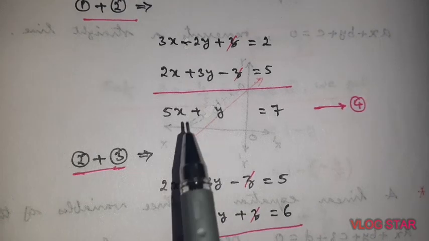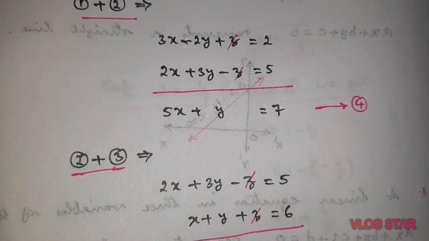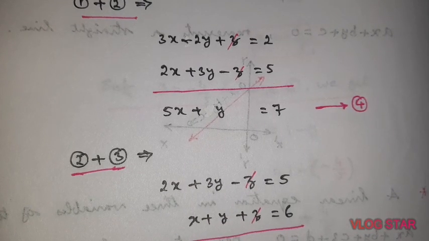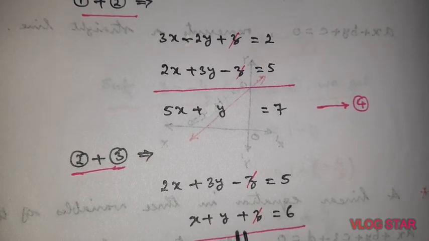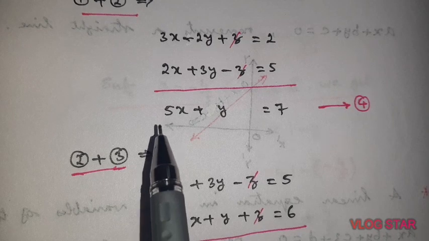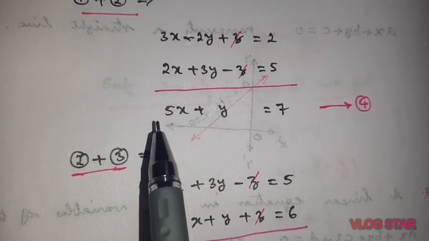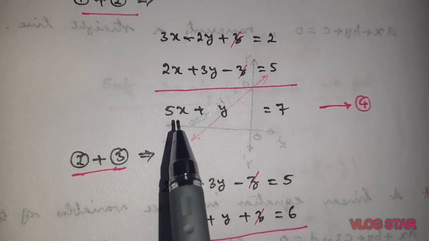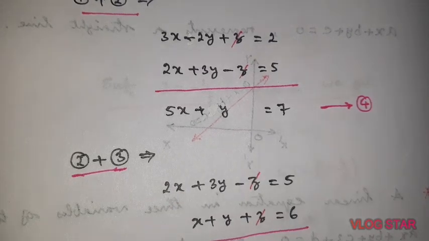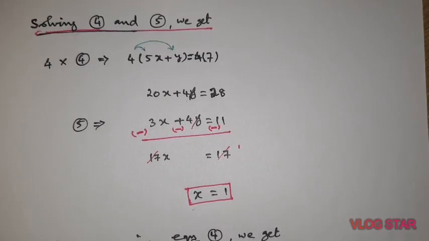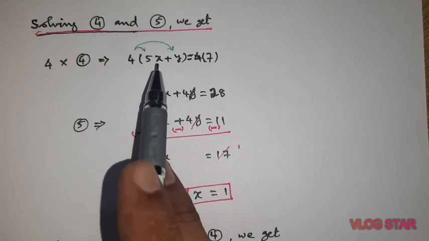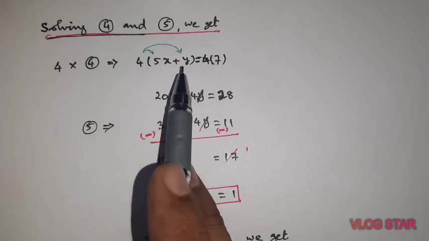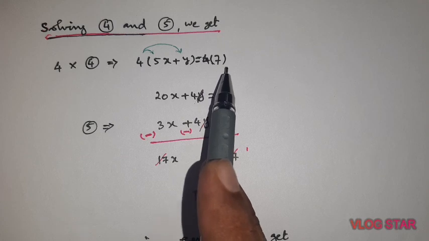We have to eliminate any one variable, either x or y. So to eliminate y, we have to multiply by 4, because here there is a coefficient 4. That's why we multiply here by 4. If you multiply by 4, you have to multiply both sides of the equation. That's why I multiply both sides of the equation by 4: 4 into (5x plus y) is equal to 4 into 7.